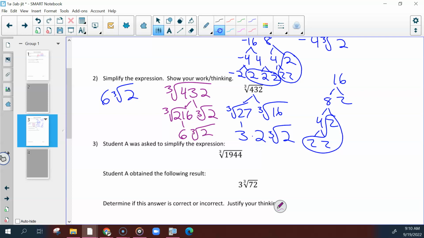So it can be done both ways, but if you are not choosing the highest cube, perfect square, you have to make sure that this can't be broken down anymore. We can't take anything else out of it. So either make sure you have the highest, or if you don't choose the highest, you're going to end up doing the factor tree and the perfect cube, perfect square method. So just keep that in mind.